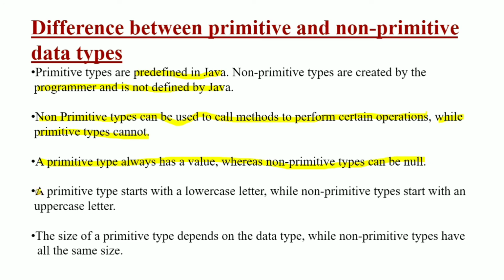A primitive type starts with a lowercase letter, while non-primitive types start with an uppercase letter. The size of a primitive type depends on the data type, while non-primitive types have all the same size. So these are the points that denote the difference between primitive and non-primitive data types.